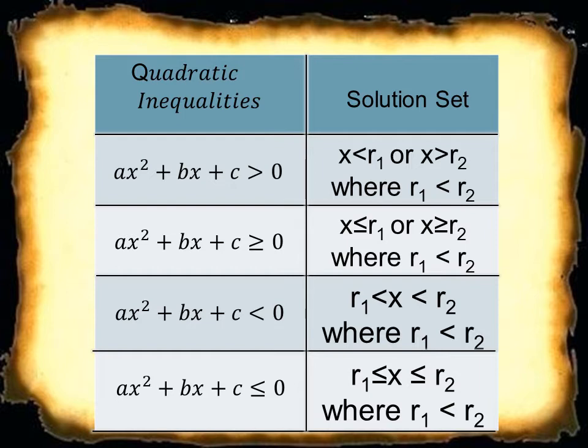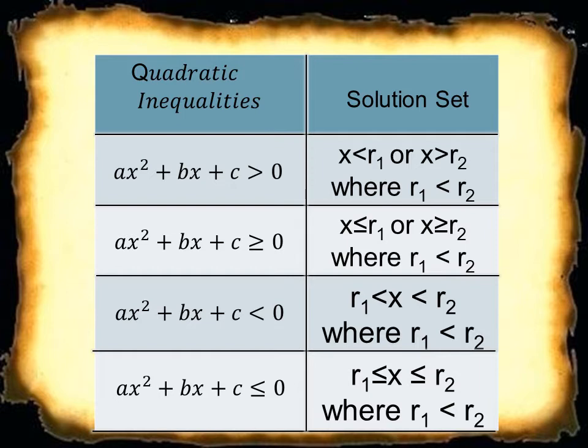For the third row, you have the form ax squared plus bx plus c is less than 0. So what will be your solution set? In this solution set, you can read it from the center. You should read this as x is greater than r sub 1 but less than r sub 2. So you start at the middle. Again, r sub 1 is less than r sub 2.